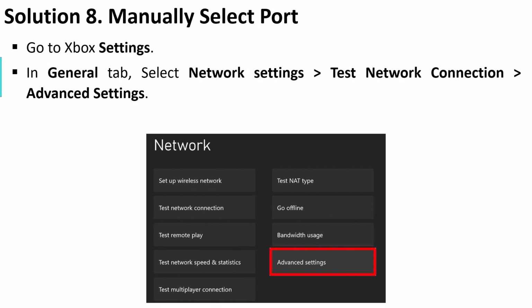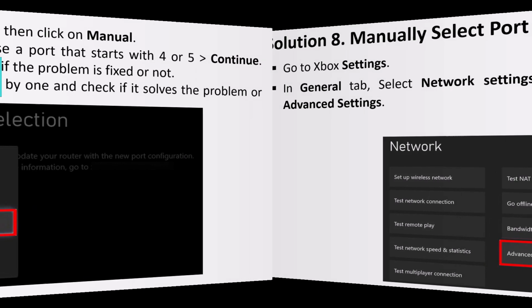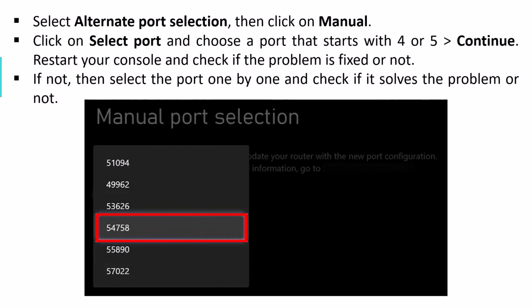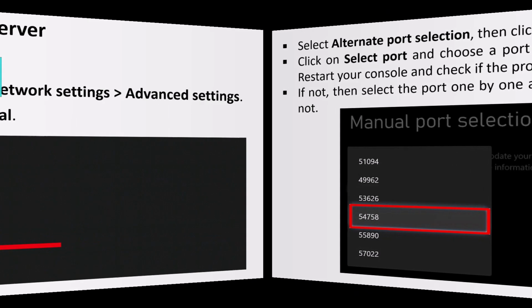Solution 8 is to manually select port. So go to Xbox settings, in general tab select network settings, test network connection, advanced settings. Select alternate port selection, then click on manual. Click on select port and choose a port that starts with 4 or 5. Continue. Now restart your console and then launch the game and check if your problem is solved or not. If not, then select the port one by one and check which one worked for you.